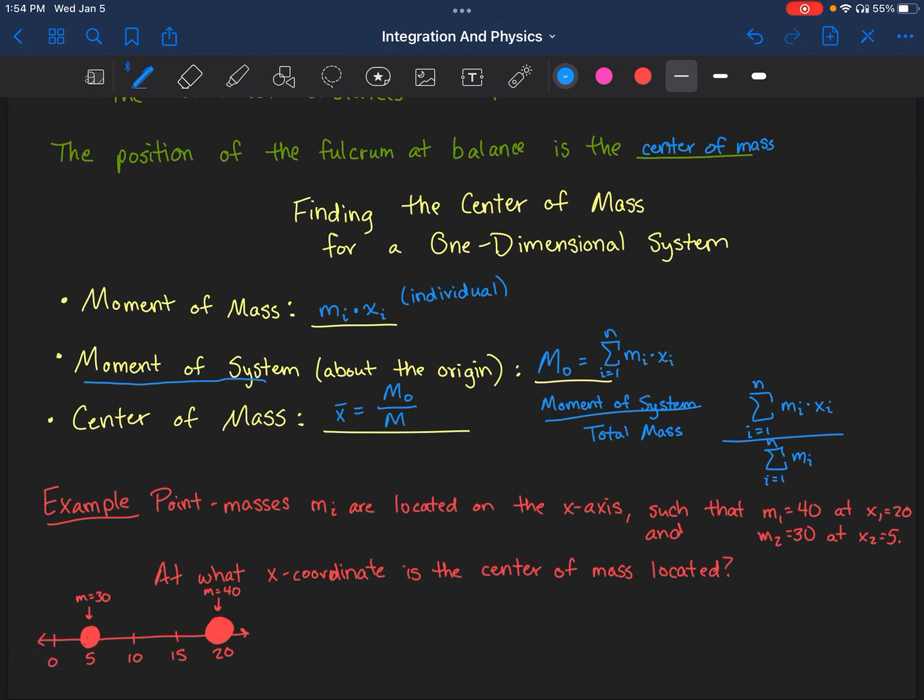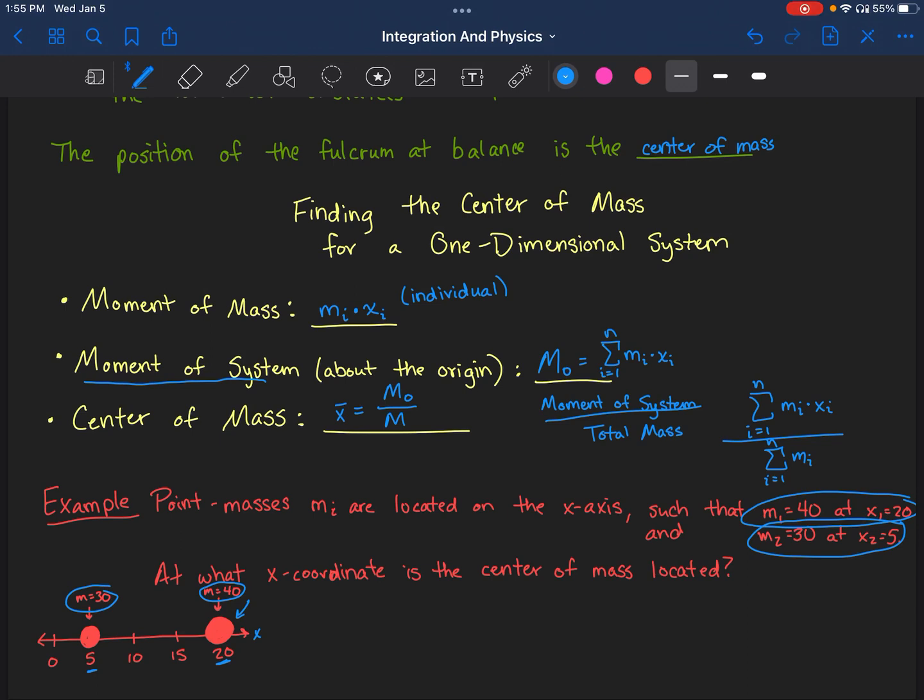So now that I've gone over all the important formulas and information about what the center of mass is, let's actually do a problem involving the center of mass. I've got point masses, mi, located on the x-axis, and I even drew myself a little x-axis down here, where M1 is 40 at x1 equals 20. Notice there's my mass of 40 at an x value of 20. And I have another point mass, which is 30 at 5. Notice there's my mass of 30 at 5. I tried to draw this at least a little bit to scale, because this circle is a little bit bigger than the other one since it weighs a little more. It's a little more massive. And it says, at what x coordinate is the center of mass located?